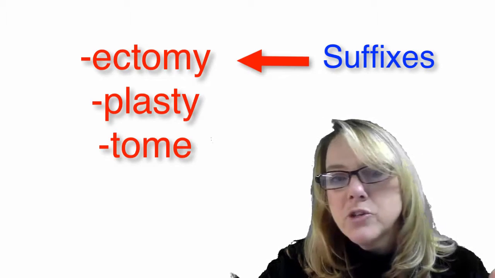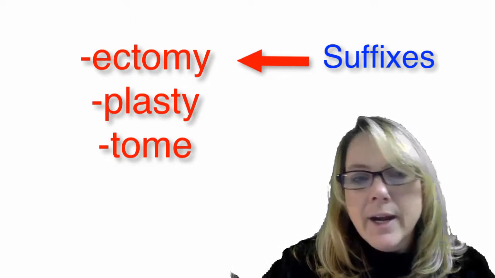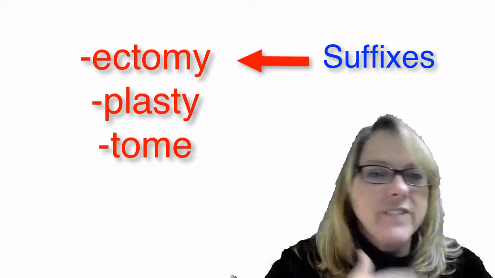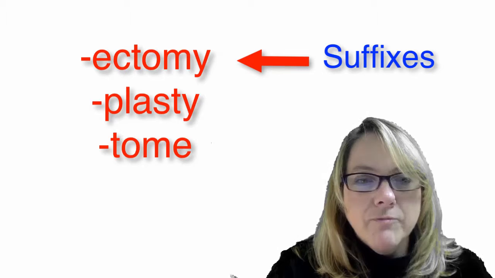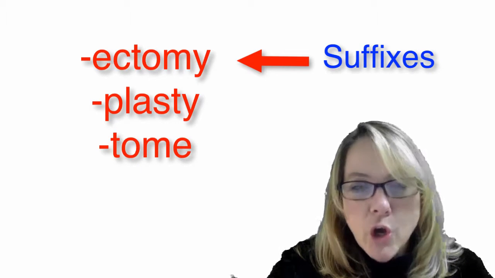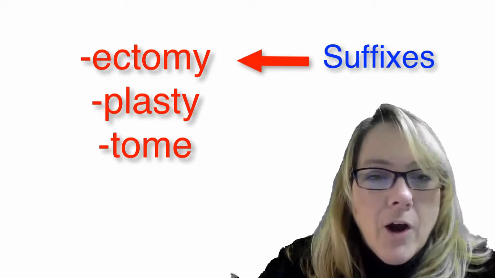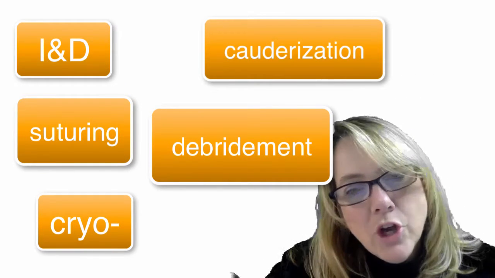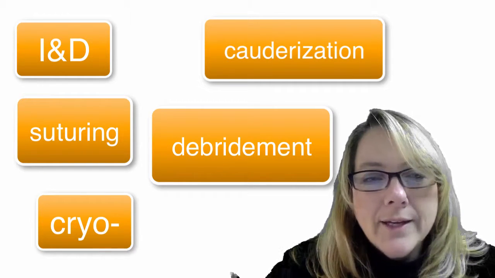Ectomy is always going to be to remove something, when we cut it out, remove it. Plasty, think about the plastic surgeon. They are fixing something, repairing it. And tome, I'll let you look at that one. All right, cryo stands for cold, cauterization. An I&D is an incision and drainage. Suturing, you know what that is.